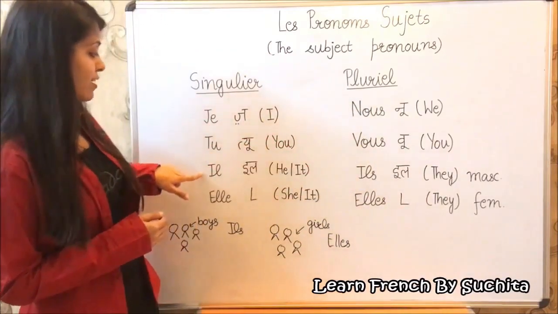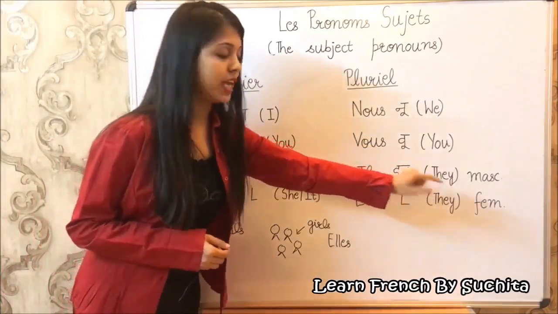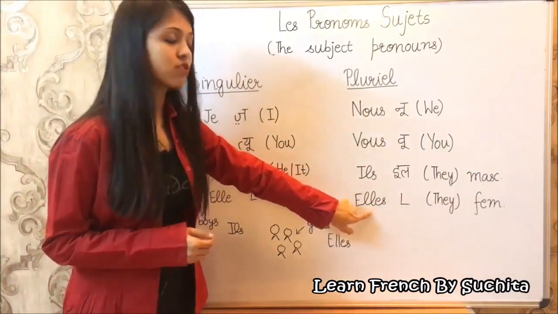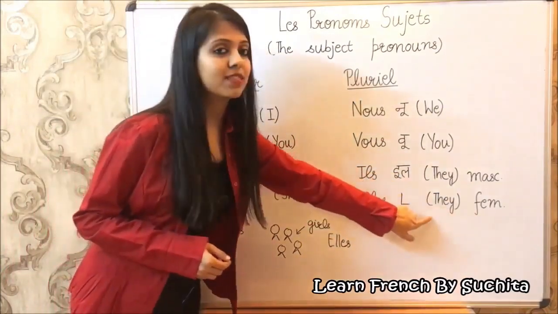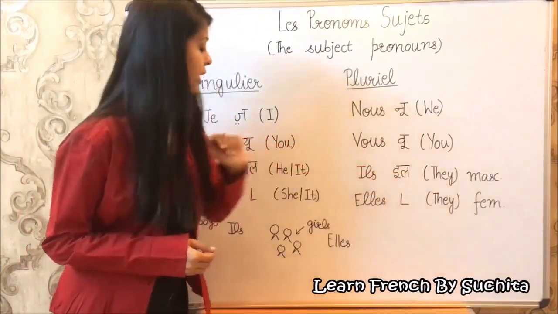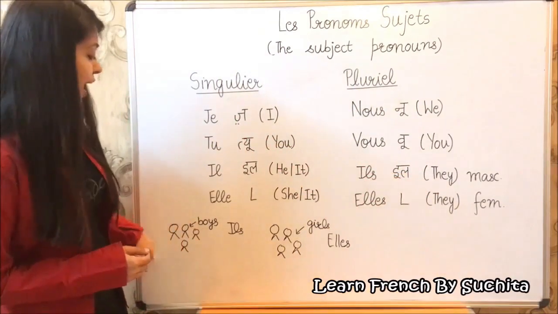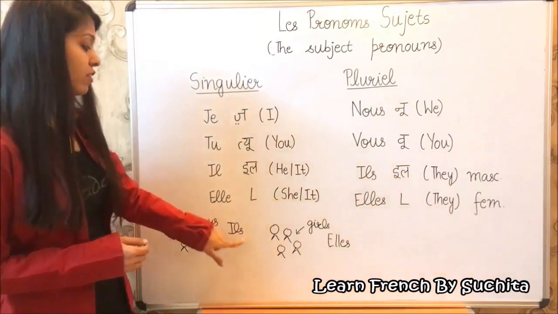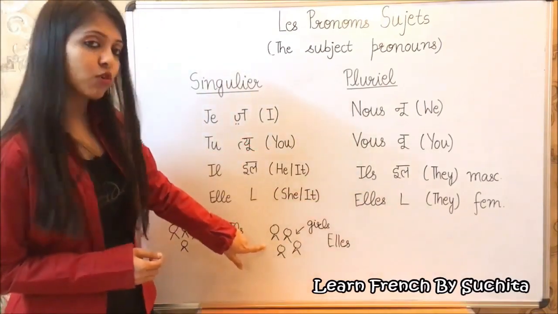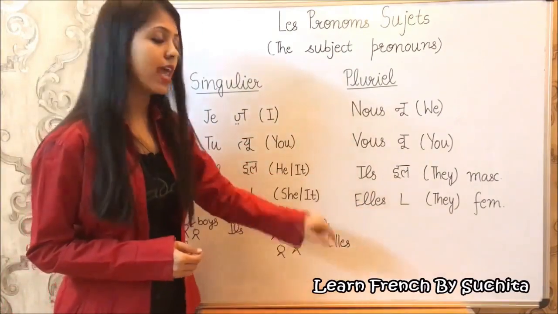We pronounce it as il, and this is also il. The meaning is they. Then this is elle, and the pronunciation of this is also elle. The meaning is they. Now what is the difference between these two? They and they. So for this, we'll quote this example. If we have a group of boys, then what do we use? Ils. If we have a group of girls and I want to address them as they, then we use elles.